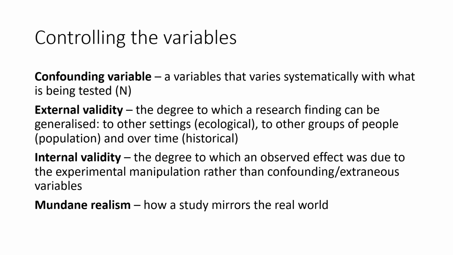Controlling variables. So the confounding variable is a variable that varies systematically with what is being tested. External validity is the degree to which a research finding can be generalized to other settings, ecological, to other groups of people, populations, and over time, historical.